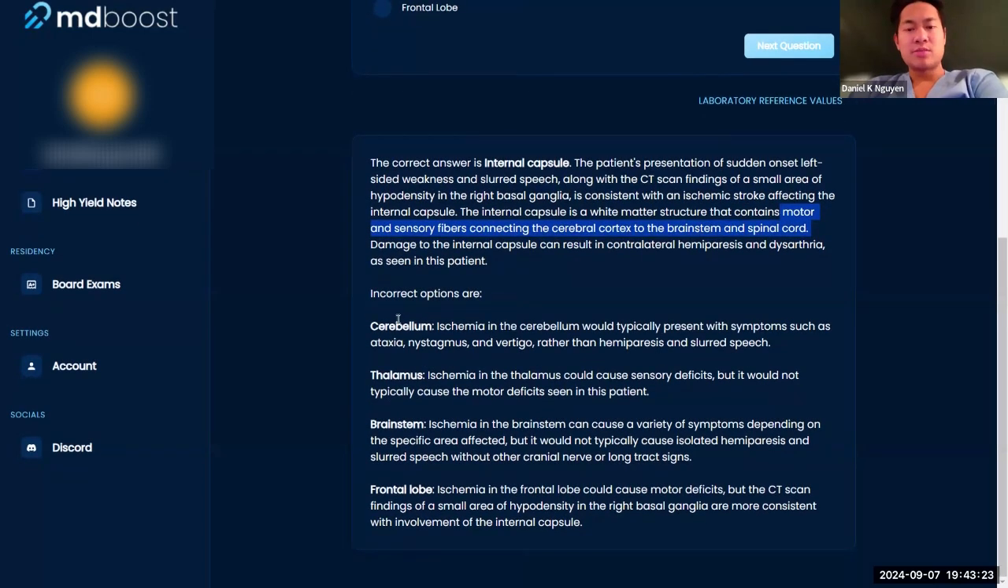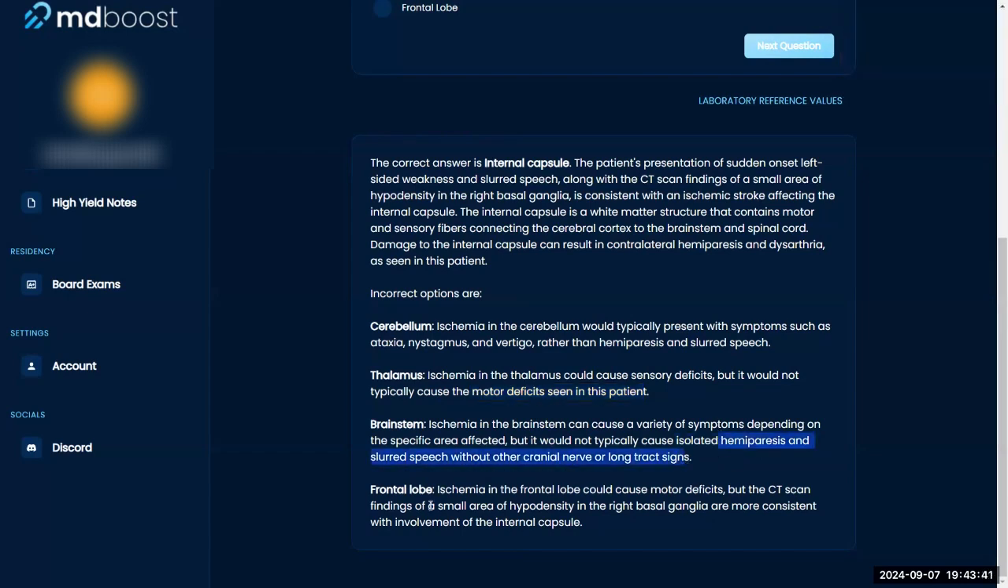But let's talk about the cerebellum. It can't be it, right? It's usually balance issues, so ataxia and nystagmus, vertigo. Thalamus is usually sensory defects, right? So no motor defects, but it is also in the basal ganglia. Brainstem, not really in the basal ganglia, right? But you can have a little hemiparesis.